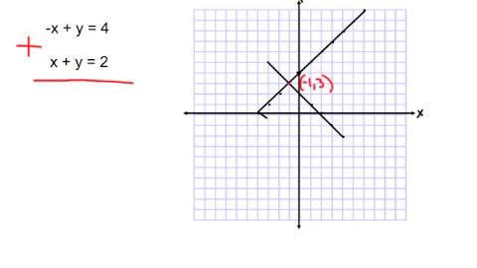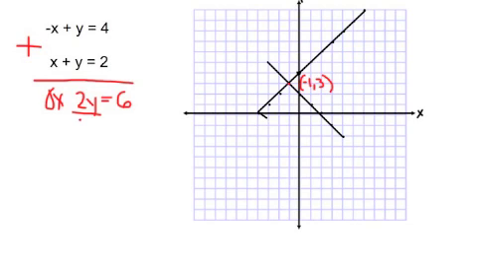When I add vertically, negative x plus x, the x has now been eliminated. I get 0x. That's exactly what I want, I want to eliminate one of the variables. I have y plus y, so that would be 2y. Let me bring down my equal sign. I'm going to have 4 plus 2, which is 6.